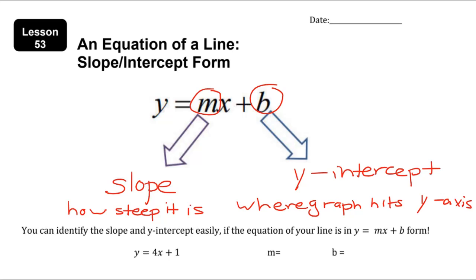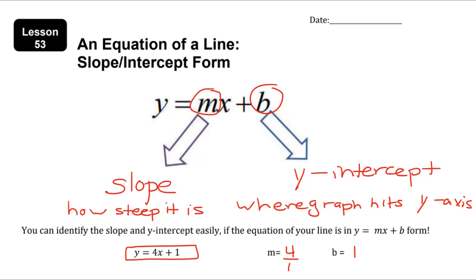Take a look at this. y equals 4x plus 1. The slope, or the m, of my line is going to be 4. And typically when I write a slope, I'm going to write it as a fraction. So if it's a whole number, I'm just going to make it look like a fraction by putting it over 1. And my b, or my y-intercept in this equation, is right here where the b is, and that's going to be positive 1. And that's how simple it is.